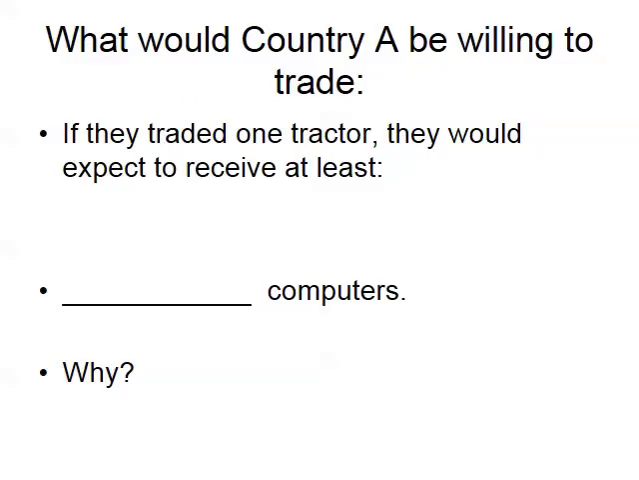Country A would be willing to trade. What would country A be willing to trade? If they traded 1 tractor, they would expect to receive at least 6 computers. Why? Because if they didn't receive 6 computers, they might as well produce it themselves, because they can produce it for less.